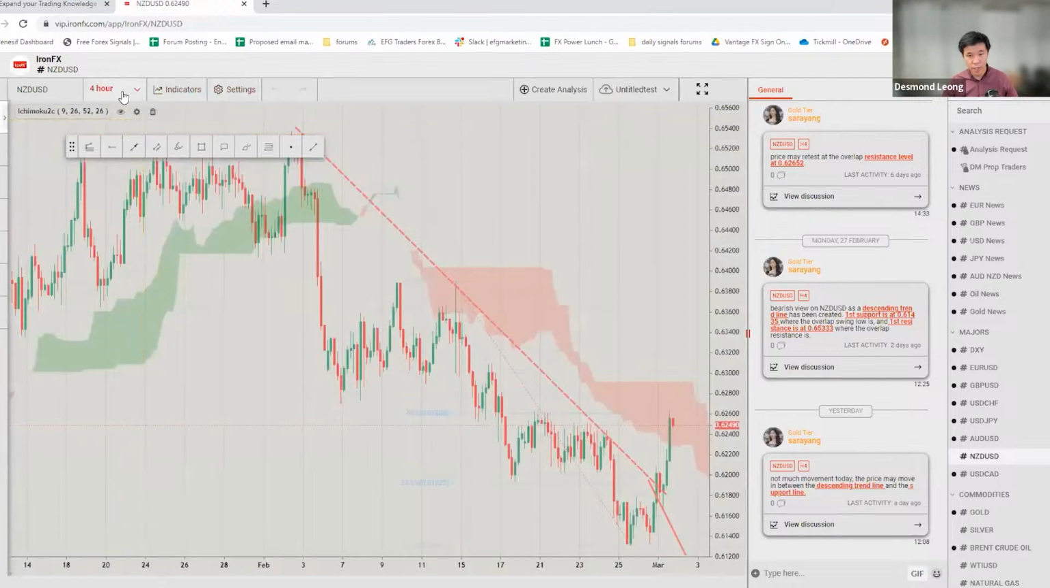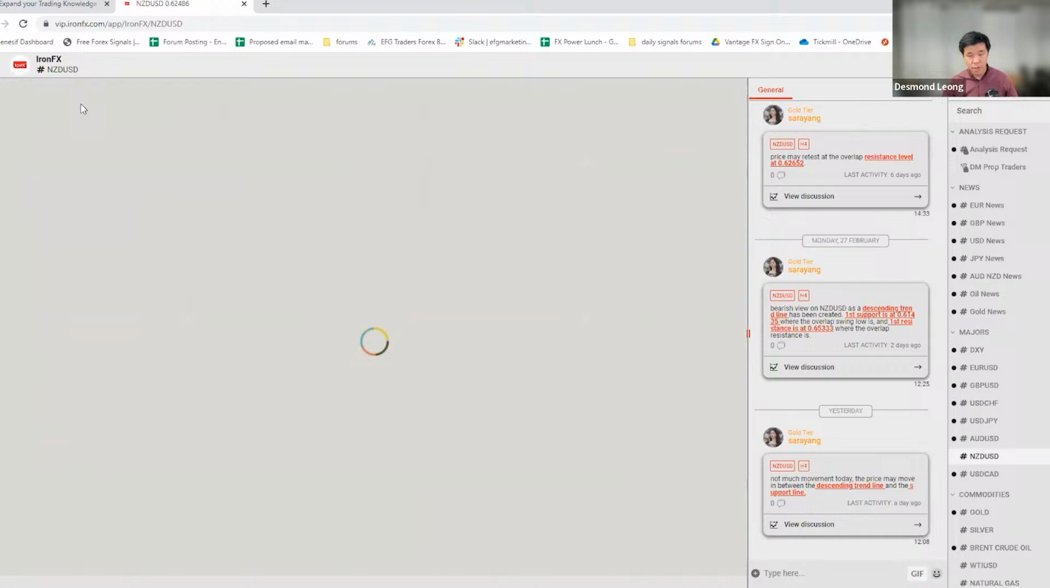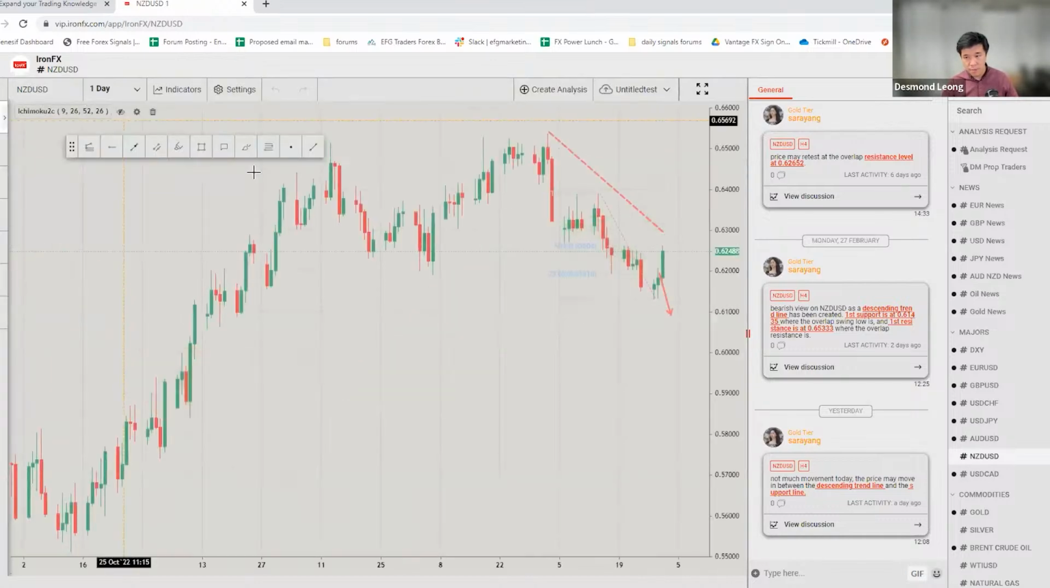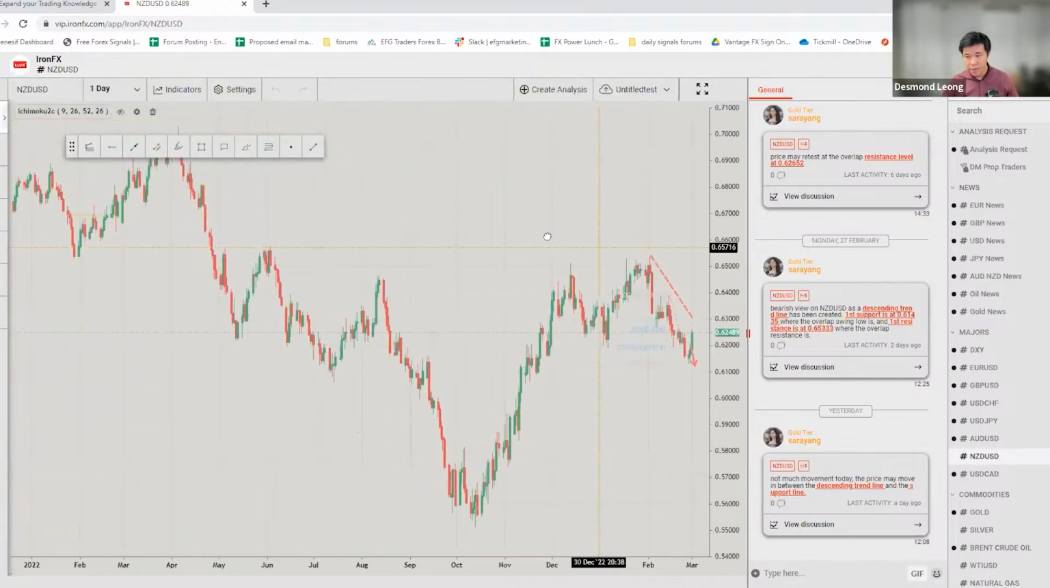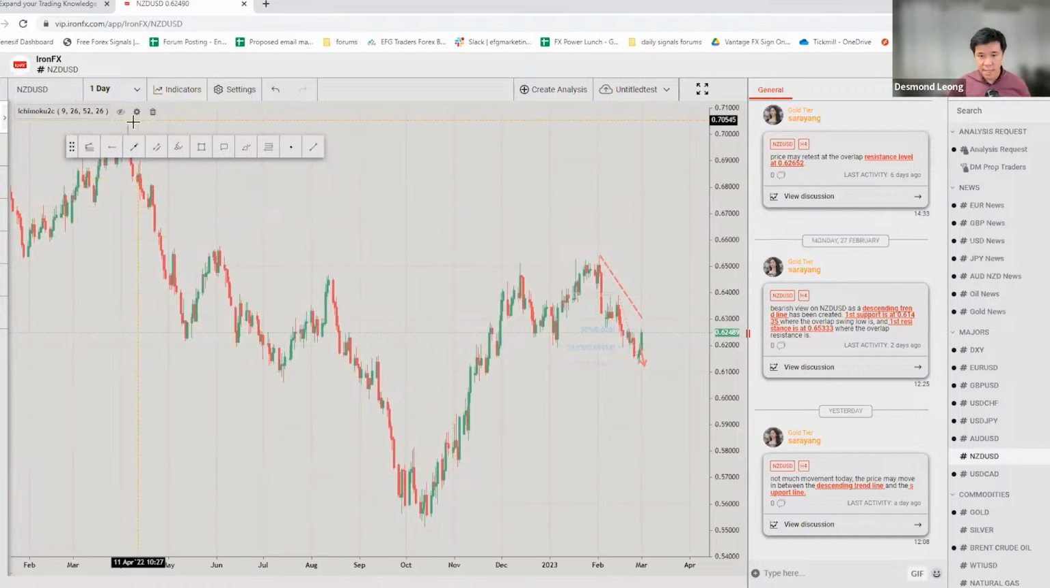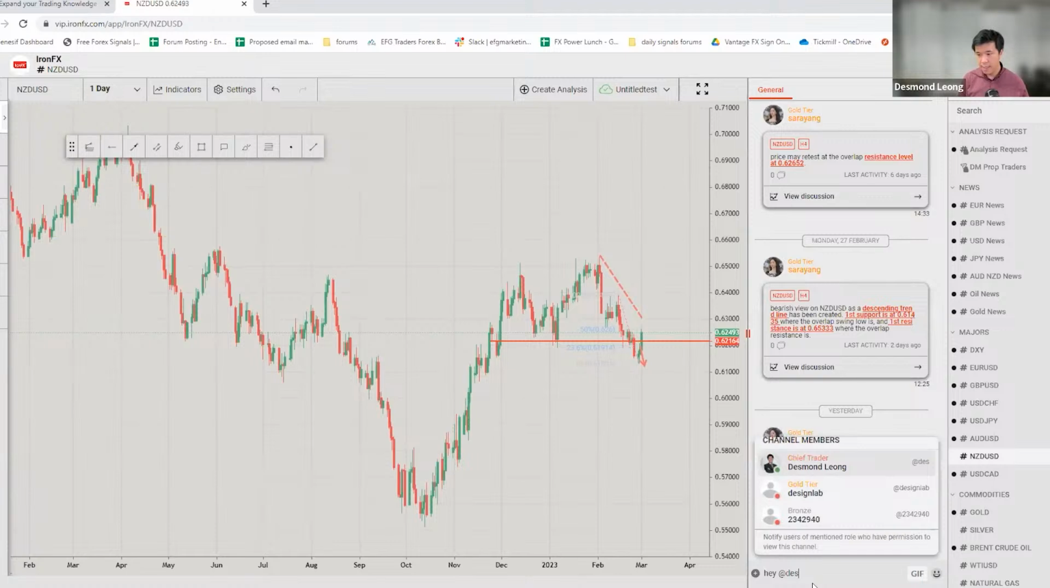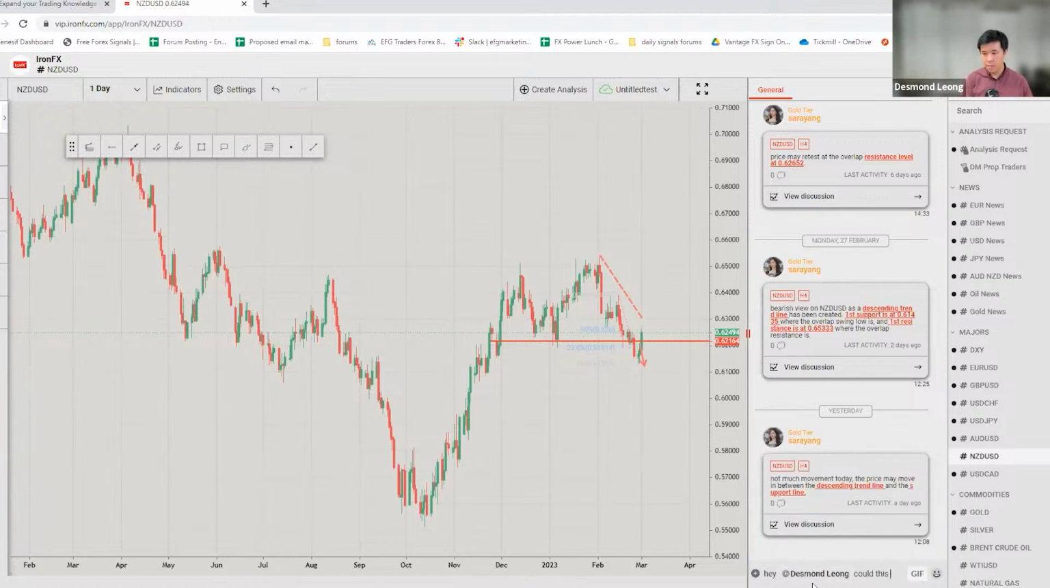All right, so we are here on Kiwi dollar. I'm looking at the 1-day chart, right? And I'm wondering if you might be thinking, hey Desmond, is this a double top? I'm going to delete this. You might come here, draw this, and say, hey Desmond, could this be a double top reversal?